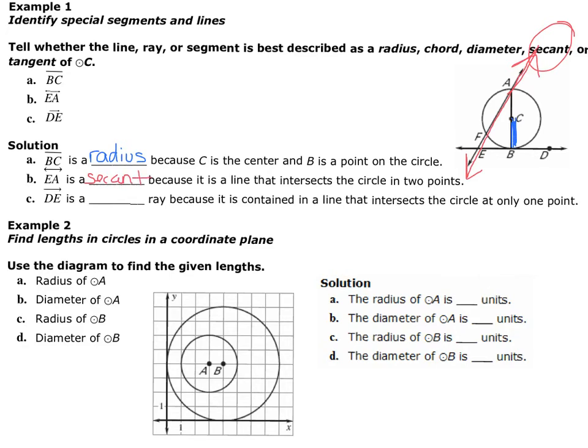And ray DE, so we have D to E, so here is this ray DE. It's starting at D, going through E, and it's only touching the circle at 1 point. So if it's talking about a ray, it's going to be a tangent. Remember, these 3 here are segments. A diameter, they're segments. You're not going to see it any other way. Secants are lines. Tangents can be a line or a ray.